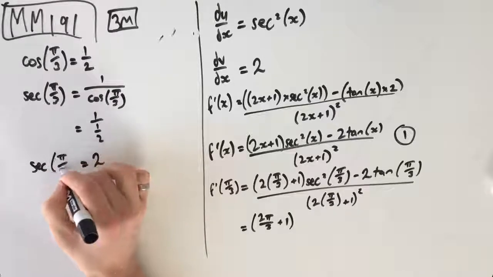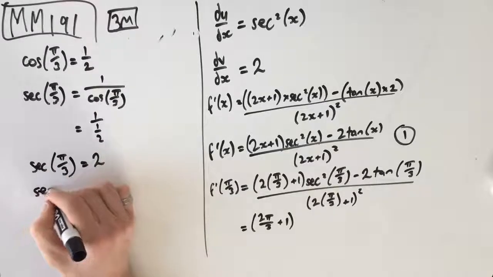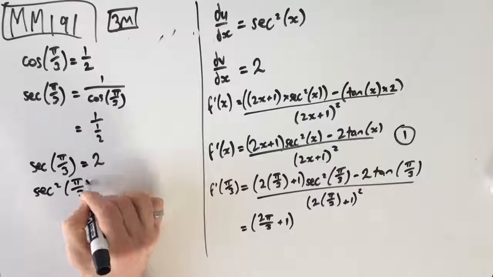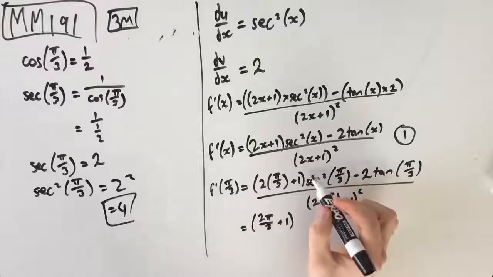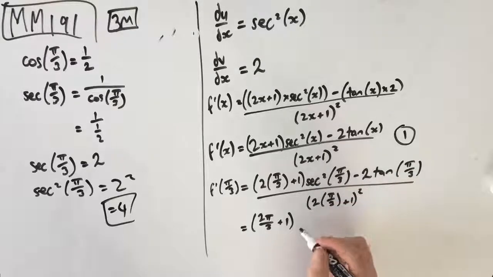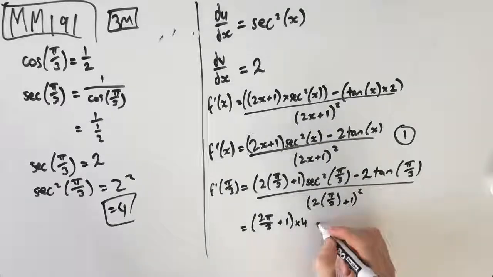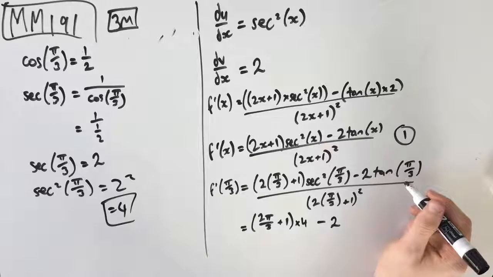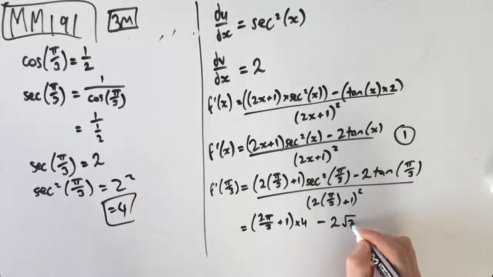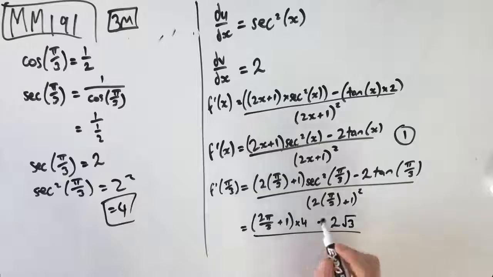So sec of pi on 3 is equal to 2, which means that sec squared pi on 3 is equal to 2 squared, which is 4. So this sec squared pi on 3 section here is a 4, so we're going to times that by 4, minus 2 tan of pi on 3. Tan of pi on 3 is equal to root 3. So 2 root 3 over 2 pi on 3 plus 1 squared.